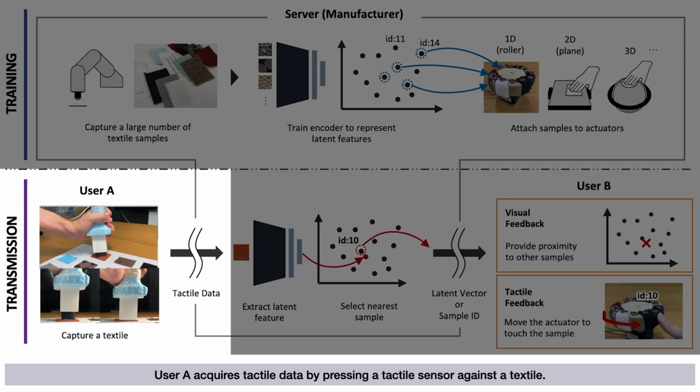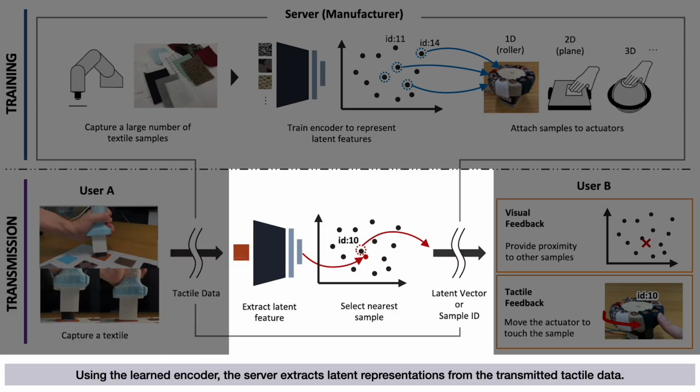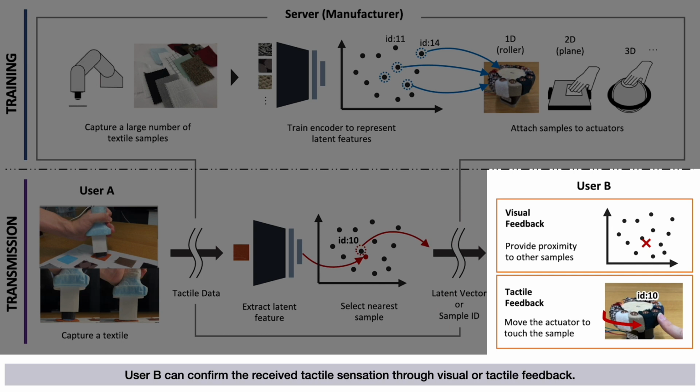User A acquires tactile data by pressing a tactile sensor against a textile. This tactile data is sent over the network to the server. Using the learned encoder, the server extracts latent representations from the transmitted tactile data. The server then computes the closest training sample to the transmitted data in latent space and sends the raw latent vector or the ID of the closest sample to user B. User B can confirm the received tactile sensation through visual or tactile feedback.